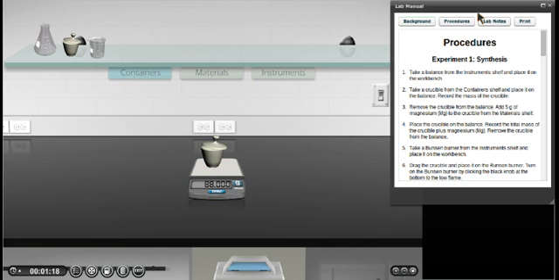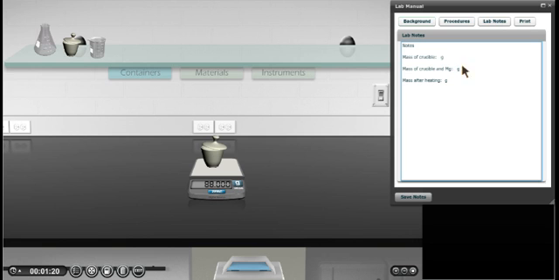Here we note that the mass of the crucible is 88 grams, and we can input this into the lab notes section.